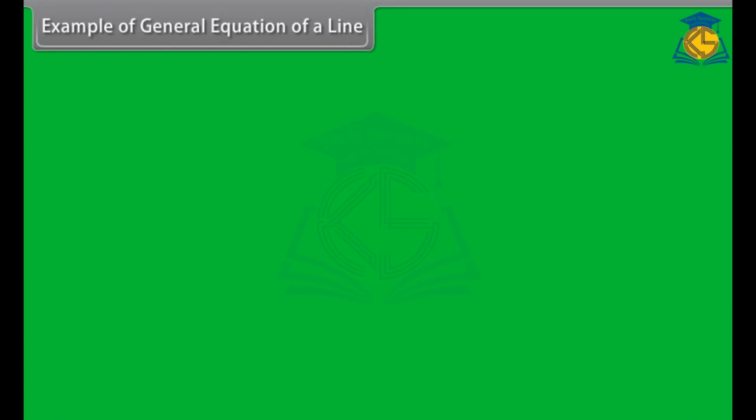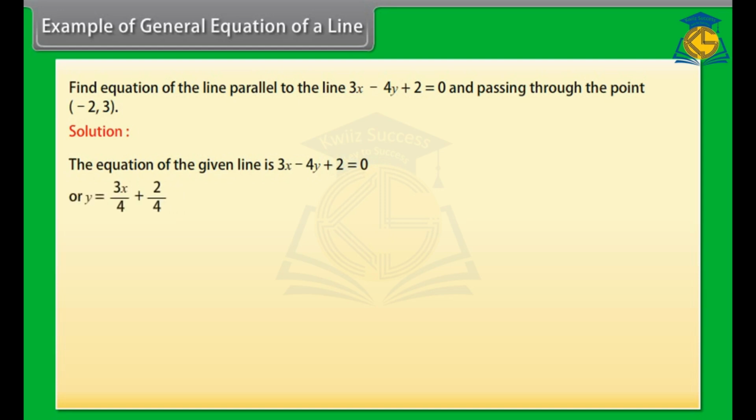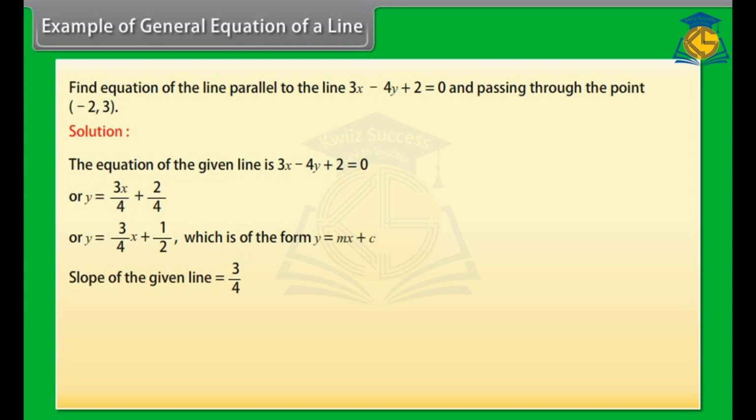Example of general equation of a line. Find the equation of the line parallel to the line 3x - 4y + 2 = 0 and passing through the point (-2, 3). Solution: the equation of the given line is 3x - 4y + 2 = 0, or y = 3x/4 + 2/4, or y = 3x/4 + 1/2, which is of the form y = mx + c. Slope of the given line is 3/4.